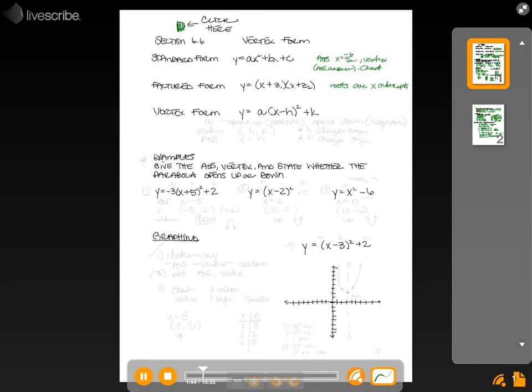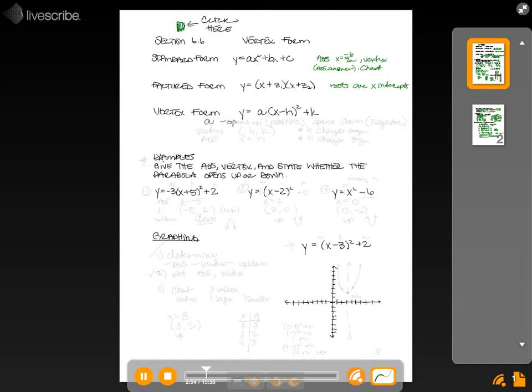Vertex form is different than those two. It's got a squared in it, but it also has parentheses. So it kind of combines both ideas. It's putting both forms together in one. Now, what's nice about vertex form is that just by looking at it, you can tell what the vertex and the axis of symmetry are, and whether it's going to open up or down.